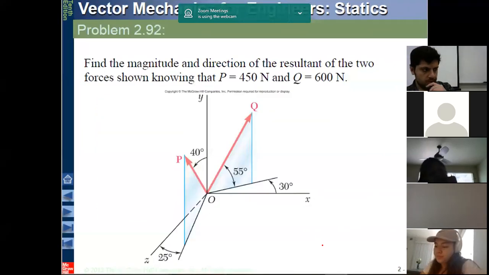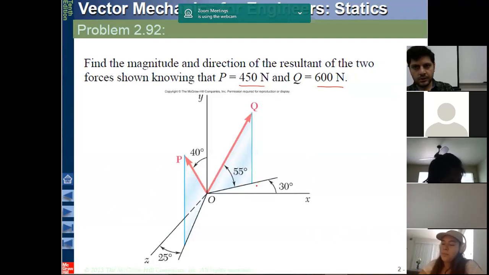So let's have a look at a problem. We have two forces P and Q in space. The magnitudes are given, 450 for P and 600 for Q. And you are given some angles. So you need to determine the resultant of these two forces. So I'll give you a couple of minutes.